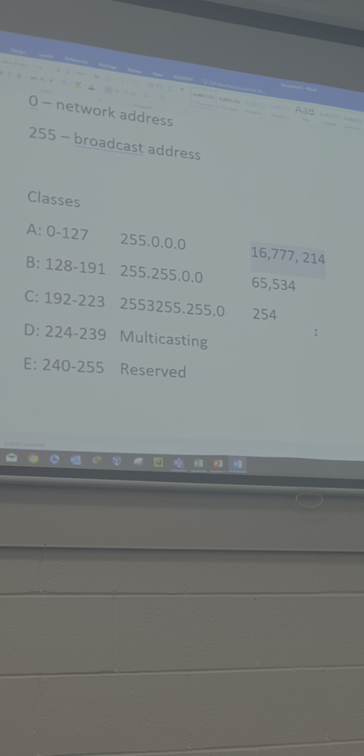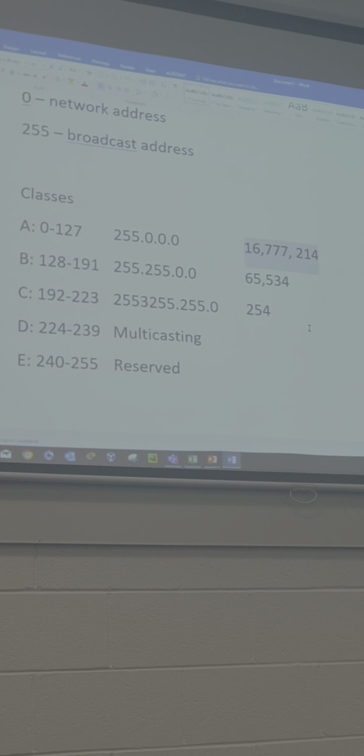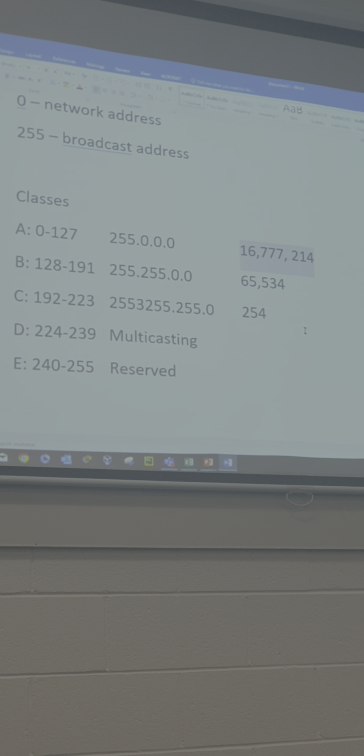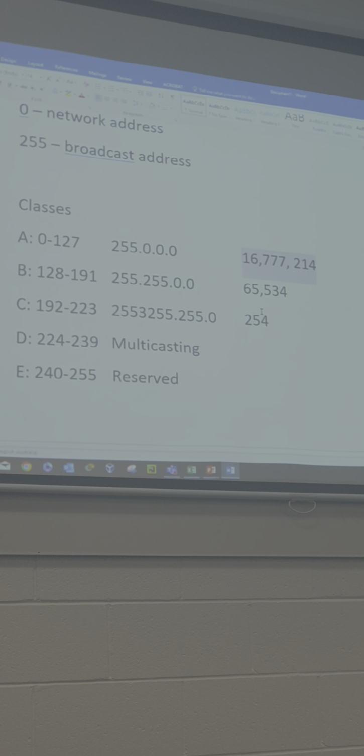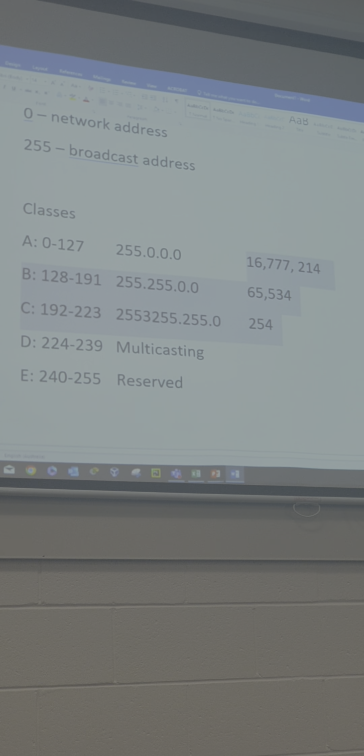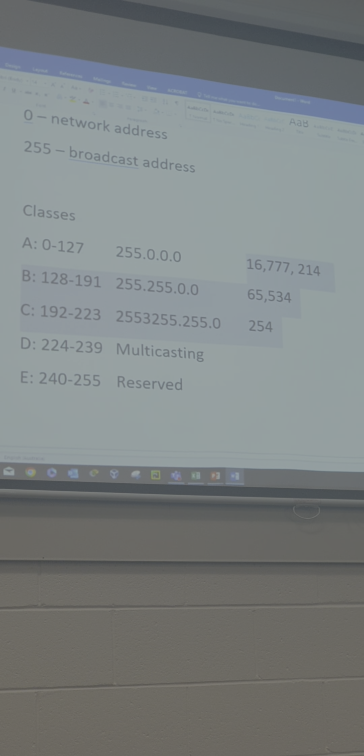Drop in the ocean, thank you. Drop in the ocean compared to the full address space. So what you're seeing here is a very inefficient use of the IP addressing system.